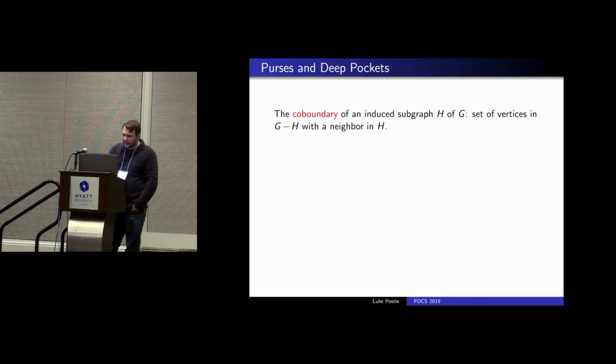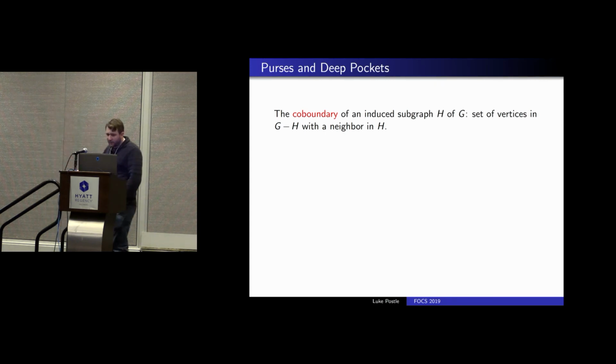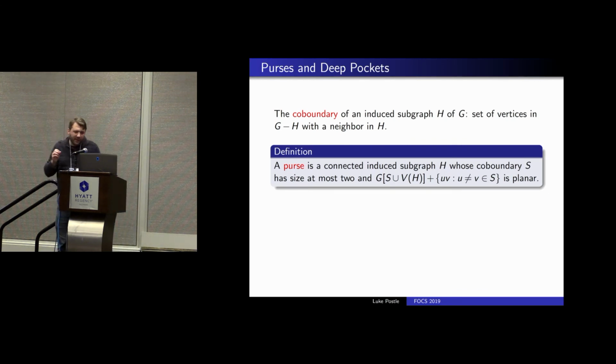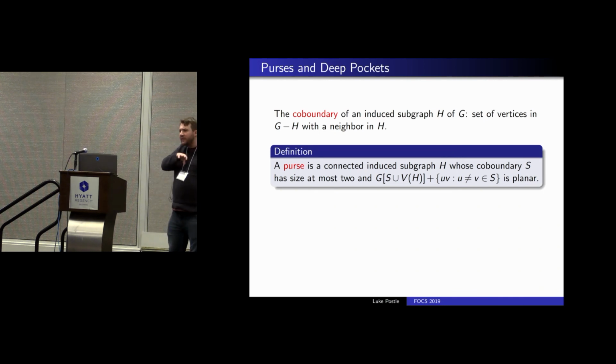So what's the new stuff? Well, for that I need a definition. The co-boundary of an induced subgraph H will be the set of vertices with a neighbor in H, but outside, so not the boundary, but the boundary of the complement. So here are the two things I need. A purse is a connected induced subgraph H whose co-boundary has size at most 2, and when you add the two vertices to H, and you add an edge between them if there are two of them, the result is planar. So a purse is really just a one separation or a planar two separation in a graph.